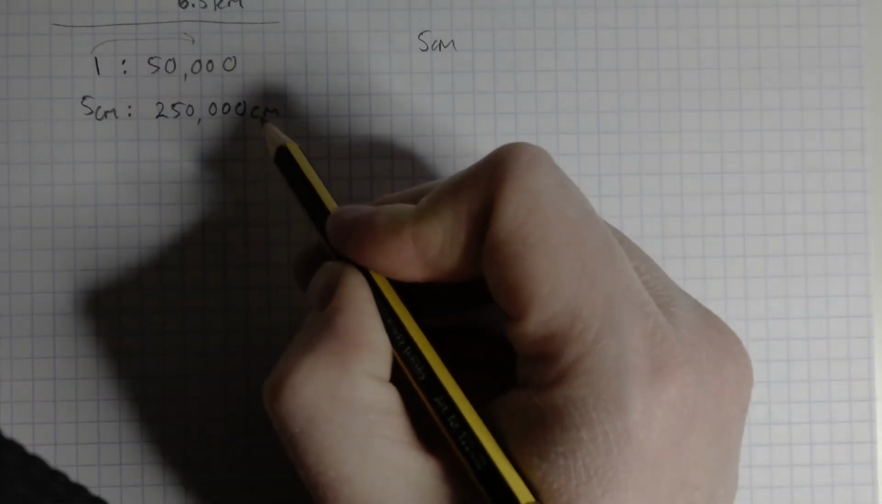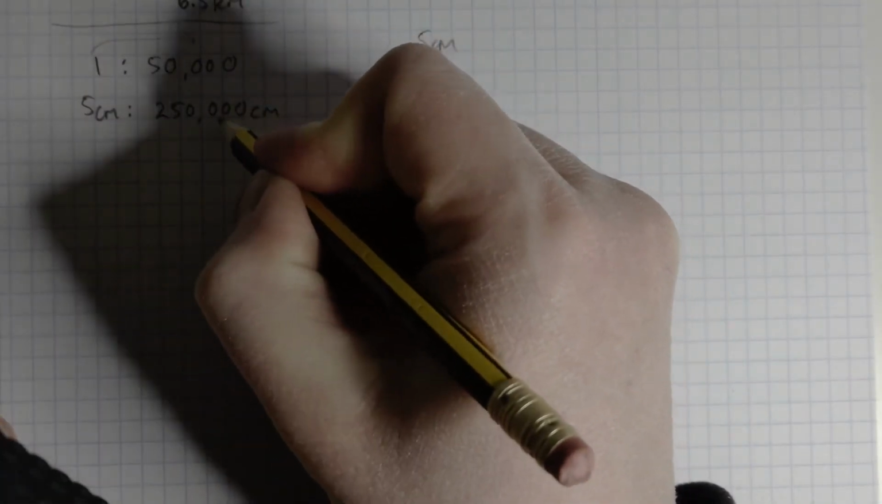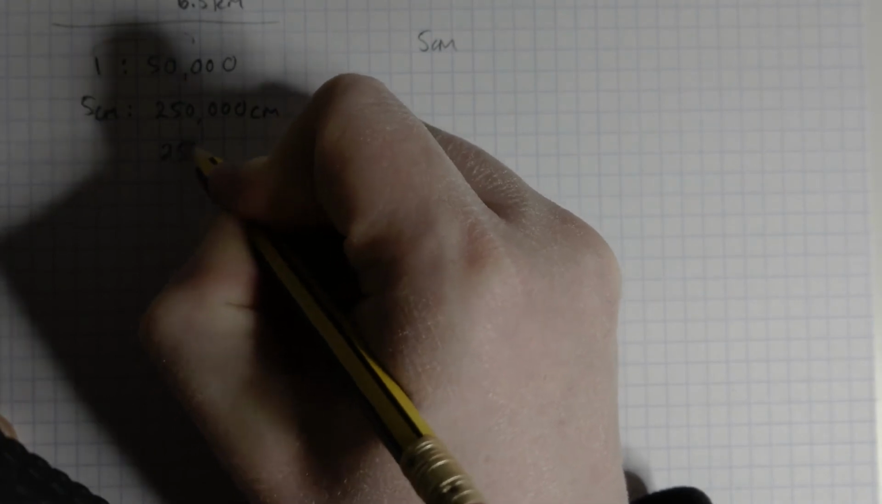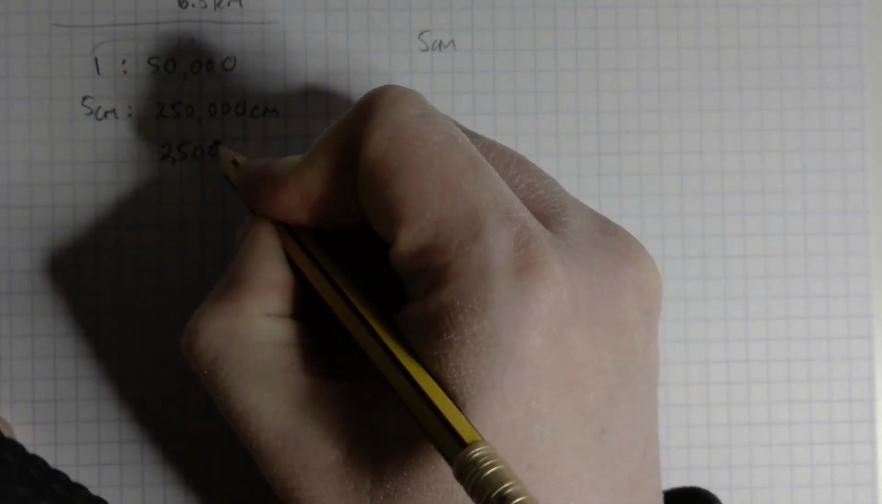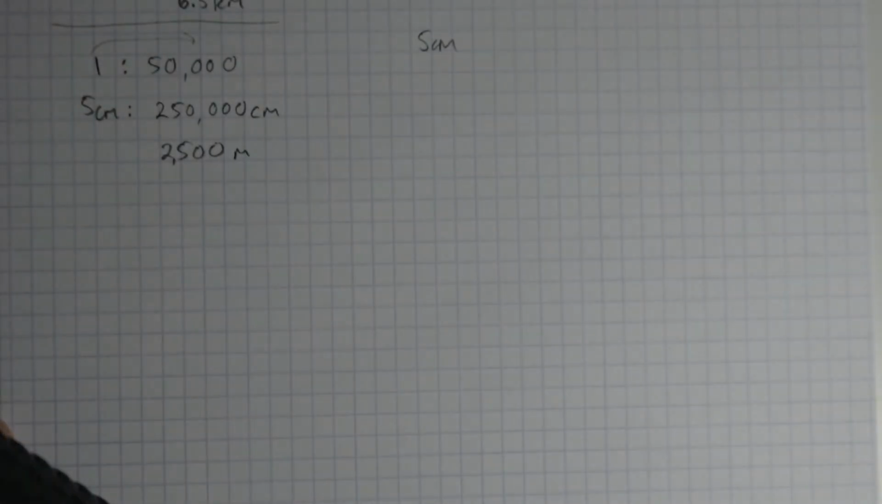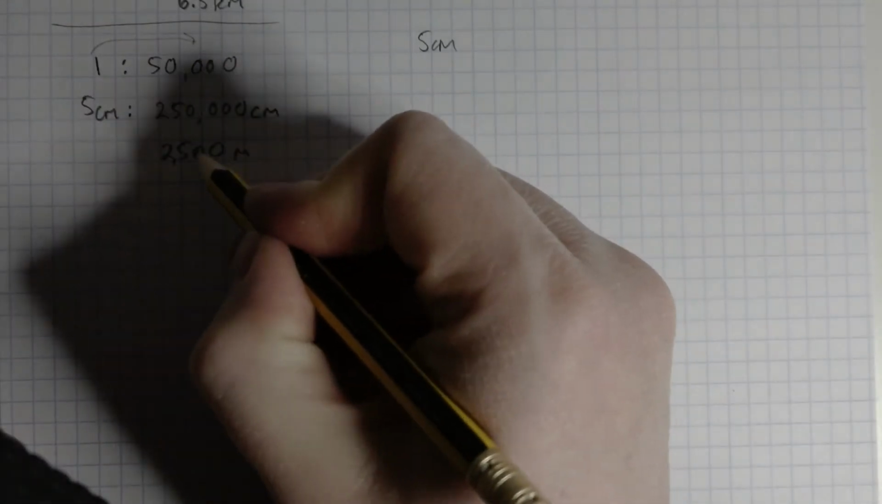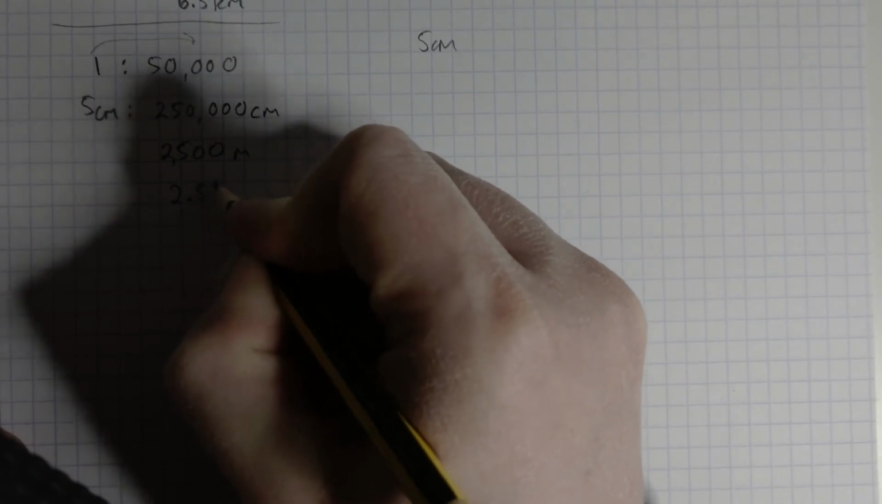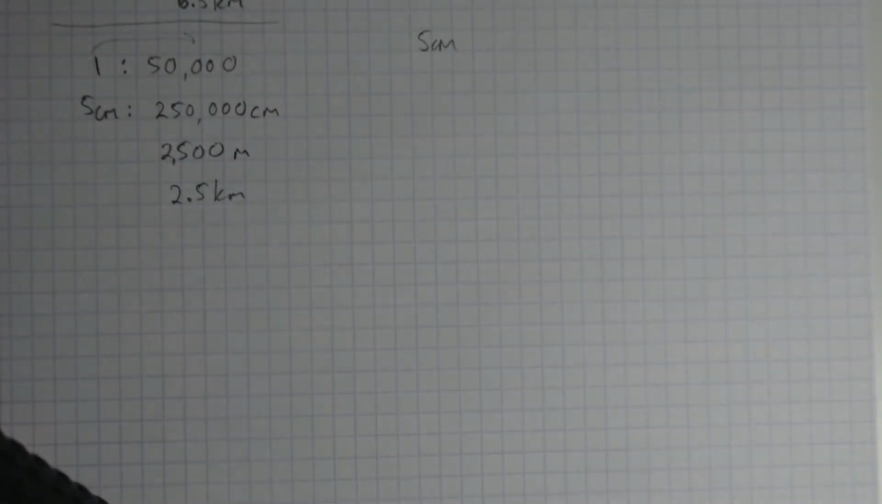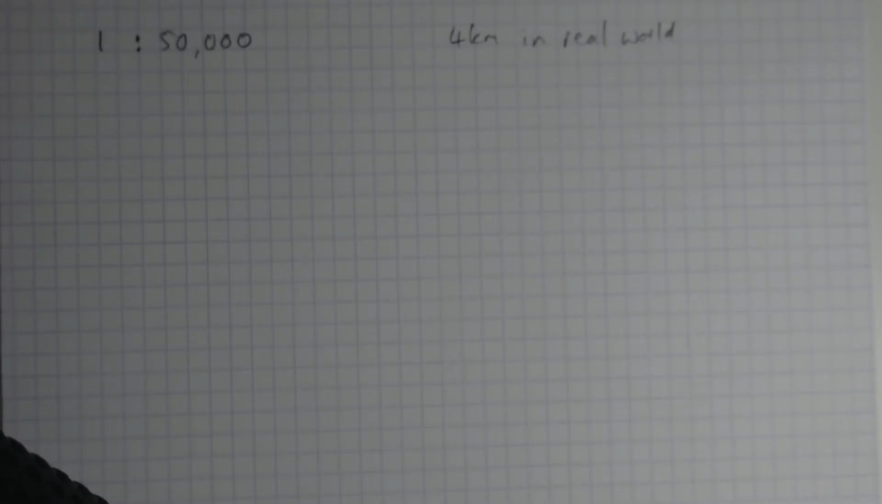To turn centimetres into metres, divide by 100. That's knock off a couple of zeros. So that would be 2,500 metres. And if I divide that by 1,000, I get that into kilometres. So 1, 2, 3, that would be 2.5 kilometres. Something that's 5 centimetres on the map will be 2.5 kilometres in the real world.